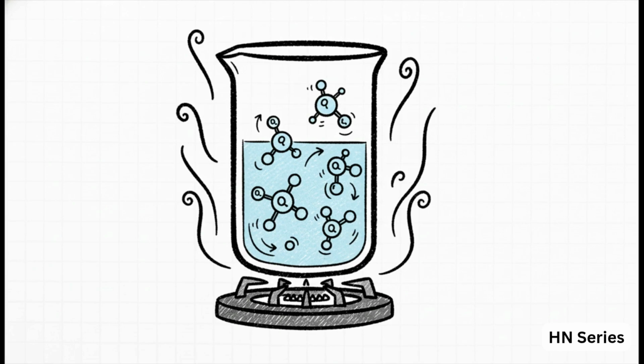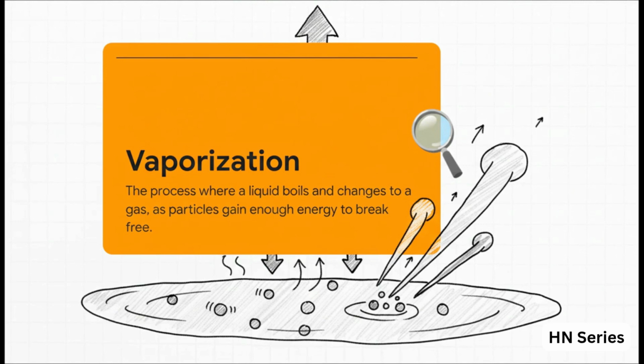Let's imagine that puddle is now in a pot on a stove. We're about to really kick things up a notch. As that water absorbs more and more heat, our molecules start zipping around faster and faster and faster. Pretty soon, it has so much energy that it completely breaks the bonds holding it to the other molecules, and it just escapes. It flies off into the air as a gas, what we call steam or water vapor. That whole process is called vaporization.